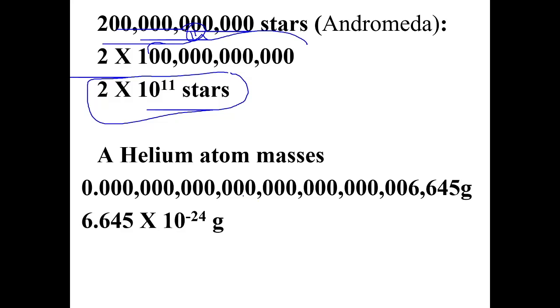So let's see where that number came from. We start here and we loop over. And if we count zeros, we would get 24. Now it's to the negative 24 because it's a really small number.